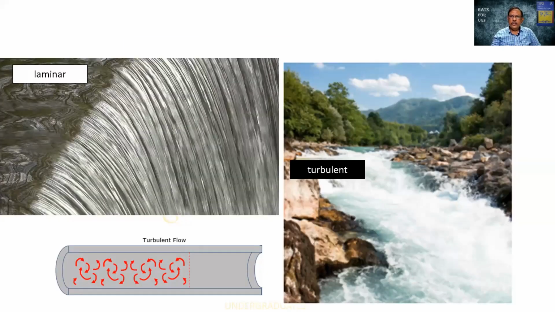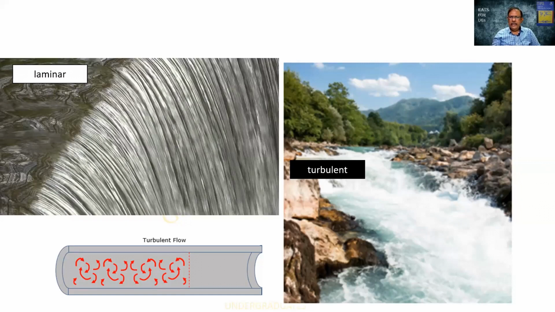Look at the pictures on the screen. Earlier, I had shown you a picture of a quiet river. And now there is some kind of a fall. Even then, I find that all the layers of water are parallel to each other. This is a classical laminar flow. One does not disturb the other.